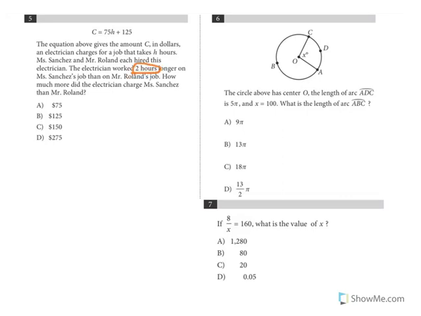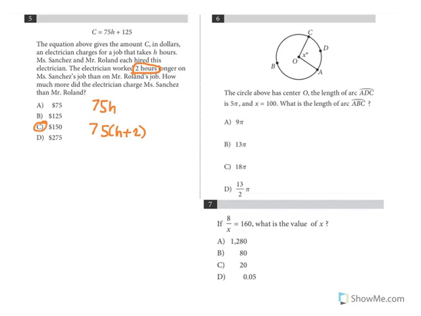So we don't need to know how long he worked for Ms. Sanchez or Mr. Rowland. All we need to know is that 2 hours longer. So they were each charged that flat rate of 125. And since we're looking at 75h for Mr. Rowland and 75h plus 2 hours for Ms. Sanchez, since he worked 2 hours longer for Ms. Sanchez, that difference is going to be 75 times 2 hours, which is $150.